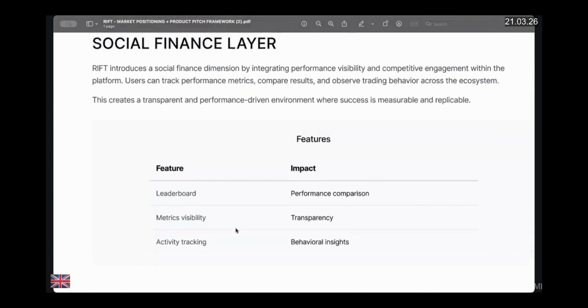Then the social finance layer, which is introduced by the automated trading engine, brings you broader market performance comparison between the human part and the automated trading part of Rift. Metrics, visibility, transparency of trades, then activity tracking, behavioral insights that the intelligence layer is going to bring out and present to you, and the comparative analysis on a day-to-day basis that it brings you, and that will develop the whole social finance layer on Rift.